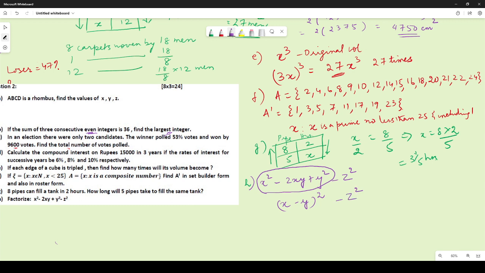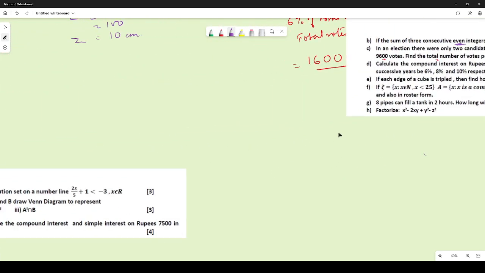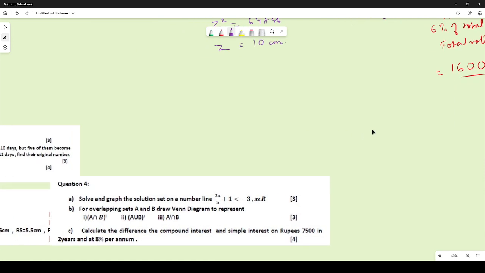Now we can split it over here. This is a square minus b square, so we can split it up. This will be (x minus y plus z) into (x minus y minus z). That is all you had to do with this question. Now let us move on to the next question.